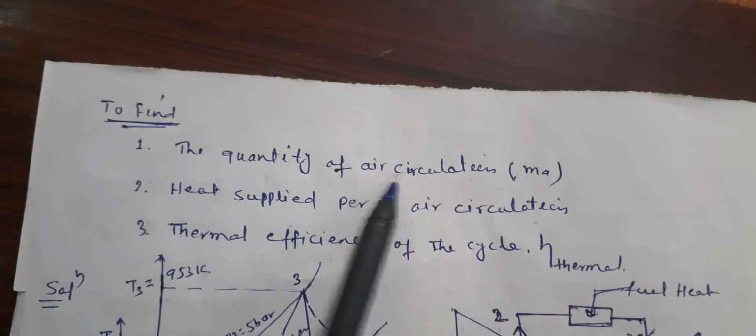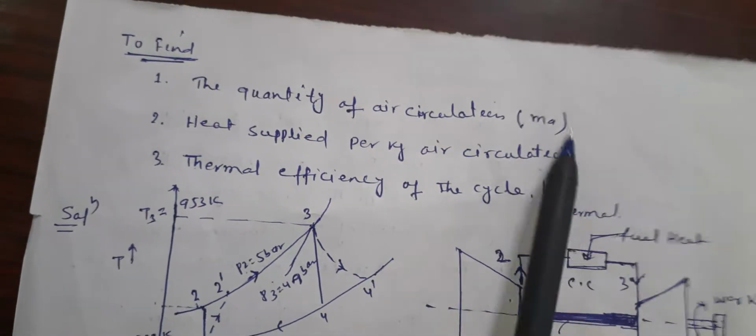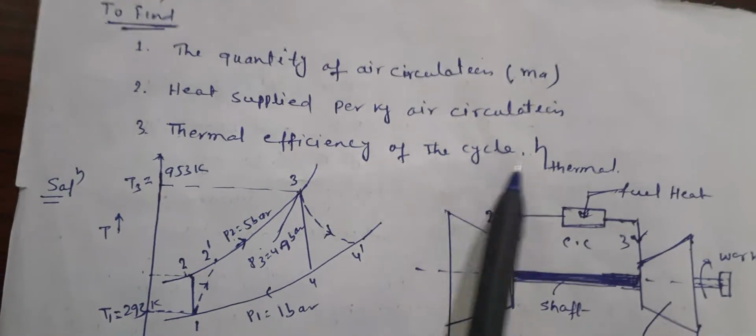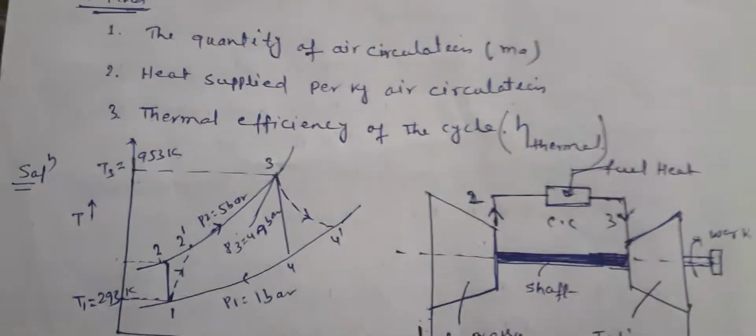This is what is given, and what is to be found is already given in the questions: 1, 2, 3. The quantity of air circulation, ma; the heat supplied per kg of air circulation; and the thermal efficiency of the cycle, the symbol of thermal efficiency.